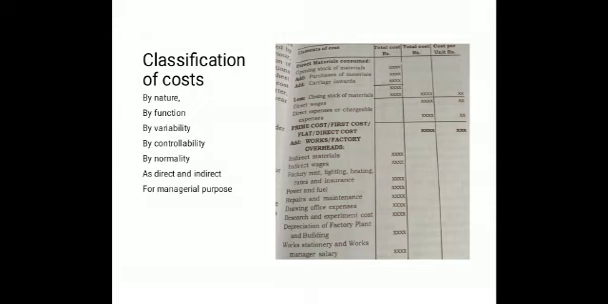Classification on the basis of variability, even though it is called behavior. Here, costs are classified according to their behavior in relation to changes in the level of activity. On the basis of behavior, costs are classified as fixed, variable, and semi-variable. Let us discuss what we mean by fixed cost.